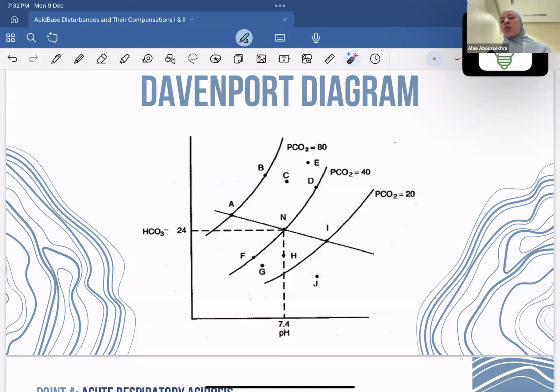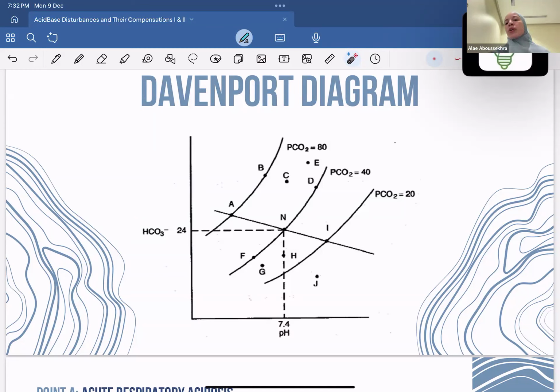Okay, so the last part of the diagram is this line. This line is called the buffer line. On it, the buffer, which is bicarbonate, is normal. At the intersection of all these components, we have the normal point. So right here is where the normal point is, where you have normal partial pressure of CO2, the normal pH, and the normal bicarbonate. So if you deviate from that normal point, you're going to start seeing the disturbances.